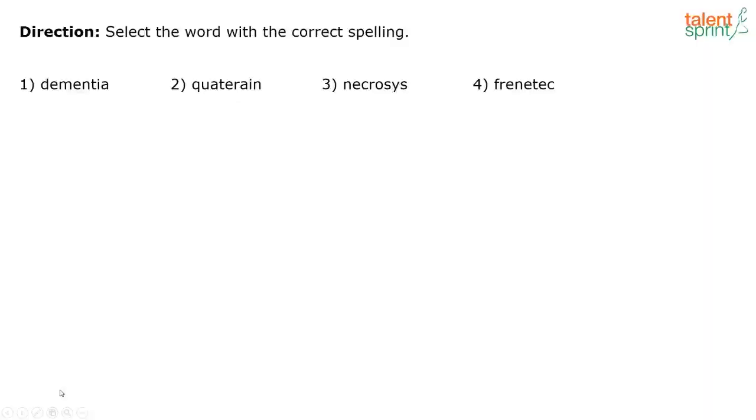Okay, so the first question that we have is, obviously these are spellings, right? And look at the options. I have dementia, quatrain, necrosis, and frenetic. Are you familiar with any of these words? Do you know the meanings of any of these words? So if I know the breakup or the syllable breakup of these words, it's going to help me. Now dementia, right?